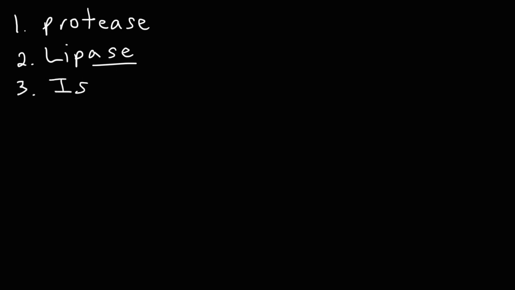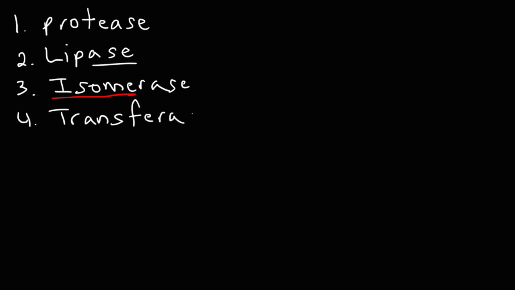Another example is isomerase. So the root word is isomer. This is an enzyme that catalyzes rearrangement reactions. It can convert a compound into its isomer. Number 4, transferase. This is an enzyme that is going to transfer something. It transfers a functional group from one molecule to another. The next one is kinase. This enzyme transfers a phosphate group, particularly from ATP to another molecule.